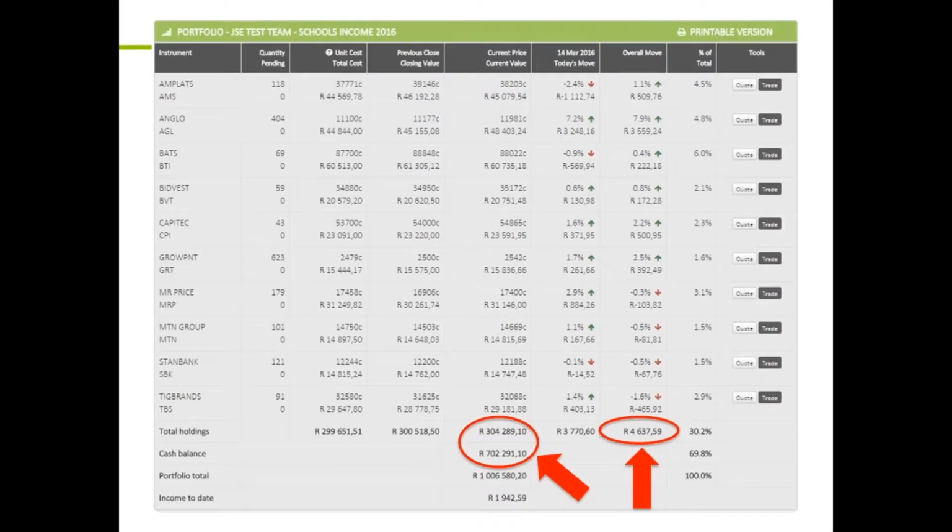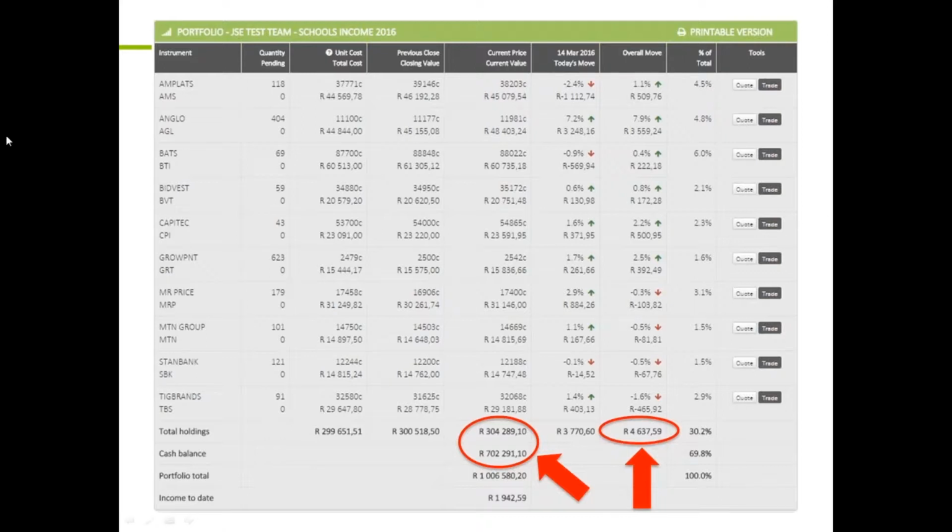So for those of you that are joining us for the first time, we're talking about the schools challenge, the schools website, schools.jse.co.za, and we're going to go straight into it with the portfolio page of the income game. There are three games with the school game: the income game, the equity game, and the speculator. So this is the portfolio page.